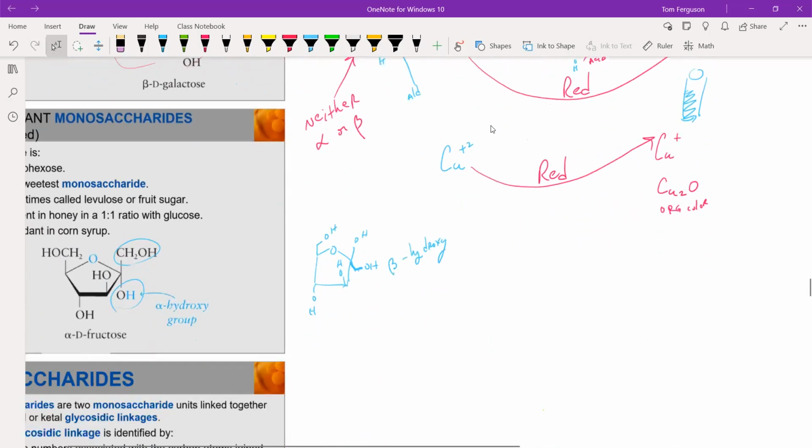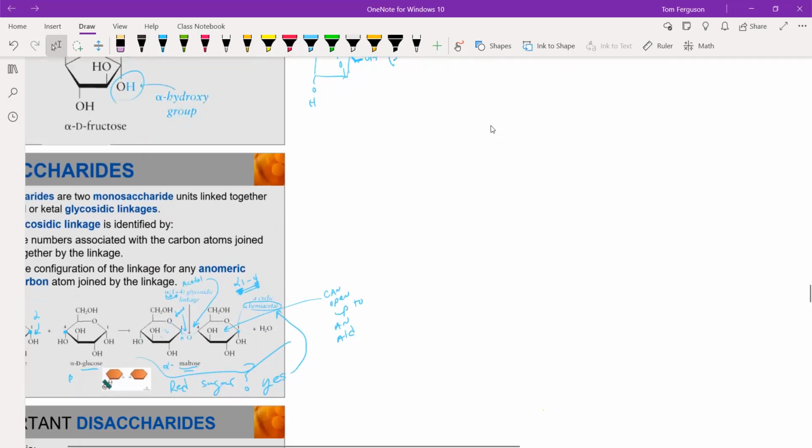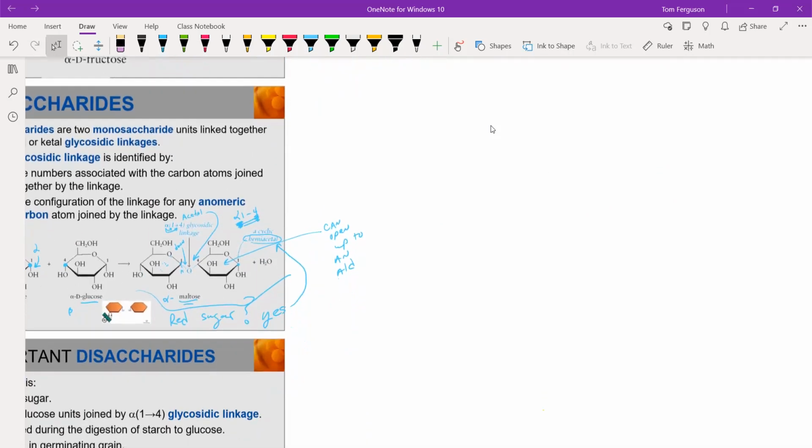Okay. Let's do a disaccharide. Okay, so let's start with maltose.